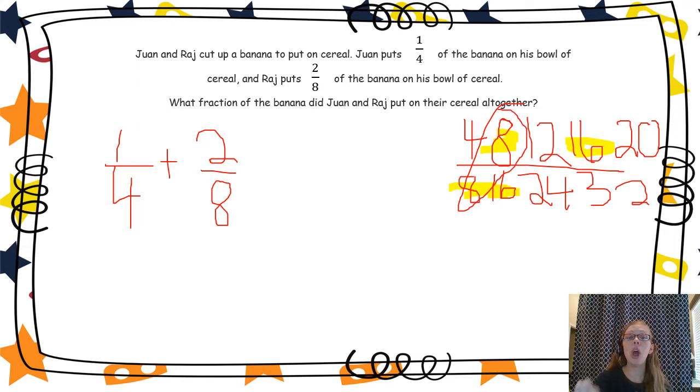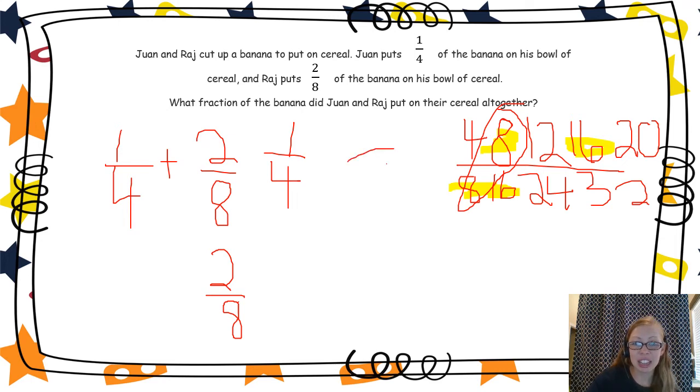So I'm going to now rewrite my problem with equivalent fractions with denominators of 8. Well, 2/8 already has a denominator of 8. So yay, that one gets to stay just the way it is. But 1/4 we need to turn into an equivalent fraction that means the same with an 8 in the denominator.